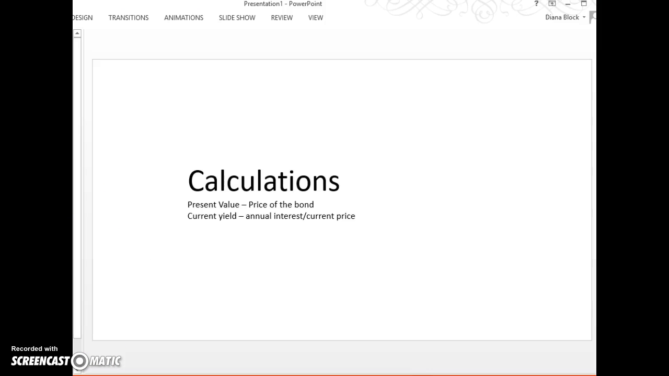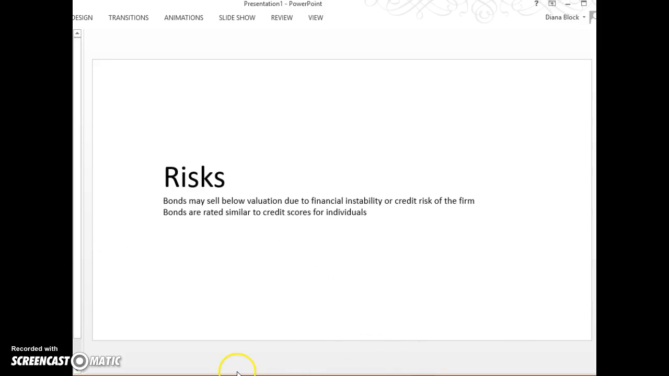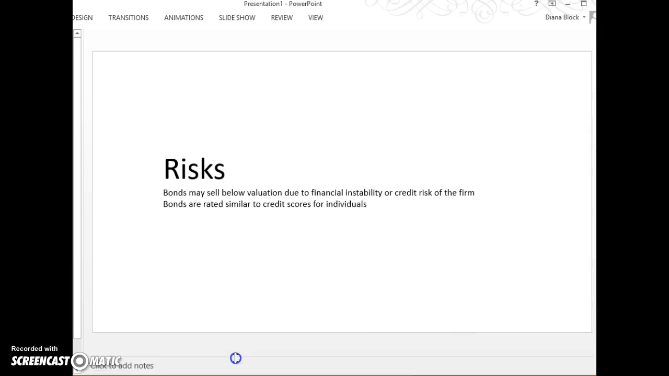Okay, so let's go back here. And we will see some risks. Let me talk about some of the risks with bonds. Bonds are generally considered safer than stocks because of the fact that the company has to pay you back something. They owe you coupon payments, and they owe you money. So you're a creditor of the firm.